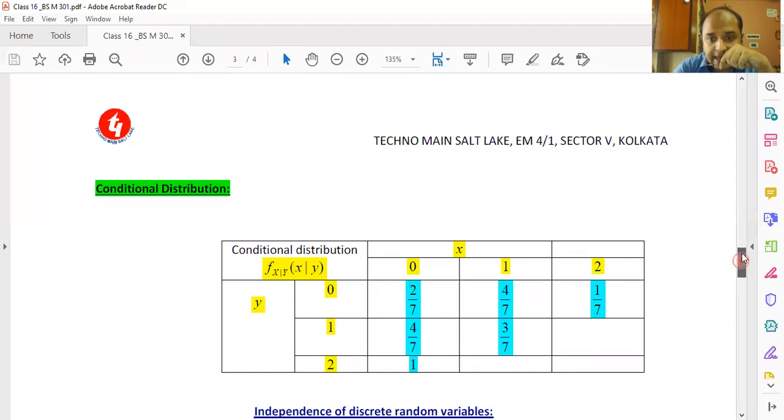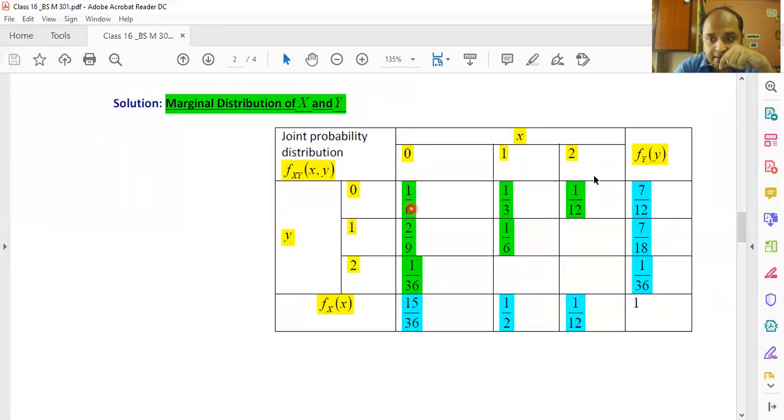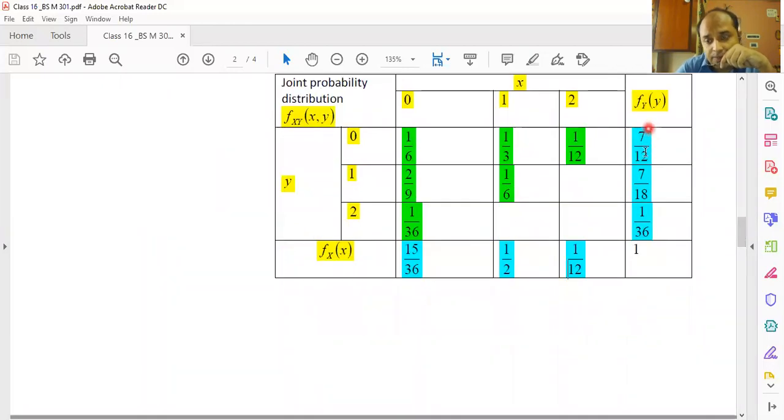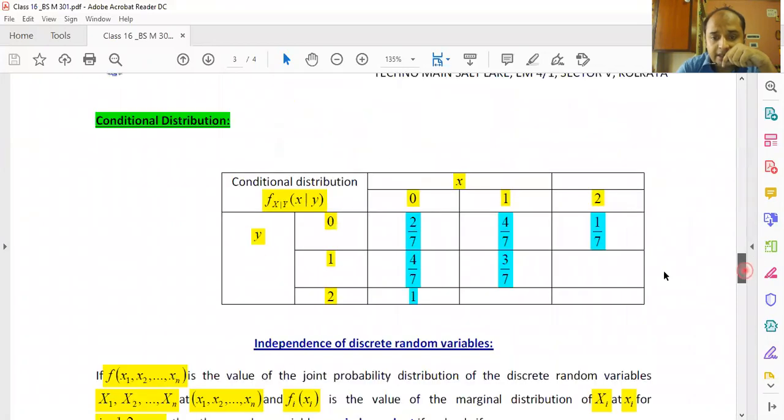So what I am doing is dividing 1 by 6 by 7 by 12, 1 by 3 by 7 by 12, 1 by 12 by 7 by 12. Then I am dividing 2 by 9 by 7 by 18, 1 by 6 by 7 by 18. Then I am dividing 1 by 36 by 1 by 36. In this way, by dividing each of these joint probabilities by the corresponding marginal probability, I am getting these values: 2 by 7, 4 by 7, 1 by 7, 4 by 7, 3 by 7, and 1.